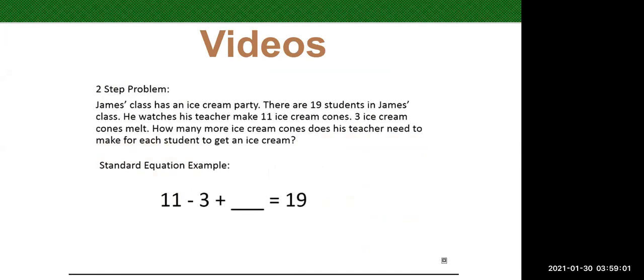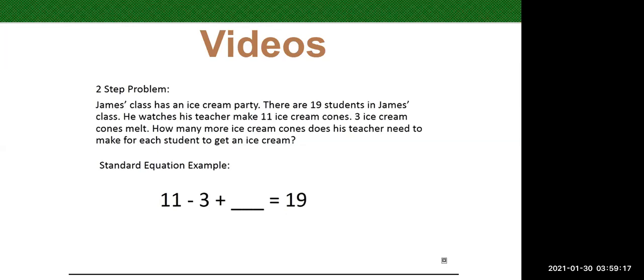Here's an example of a two-step problem that is similar to the one-step problem we just did. James's class has an ice cream party. There are 19 students in James's class. He watches his teacher make 11 ice cream cones. 3 ice cream cones melt. How many more ice cream cones does his teacher need to make for each student to get an ice cream?